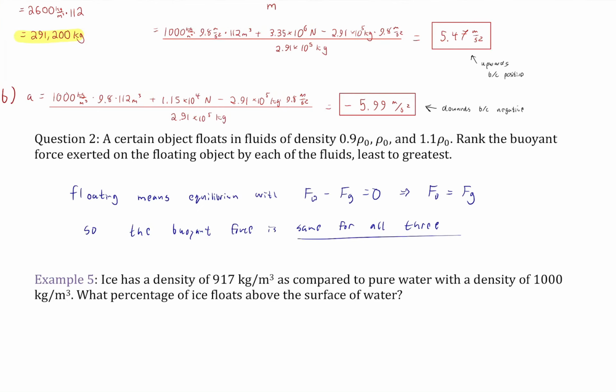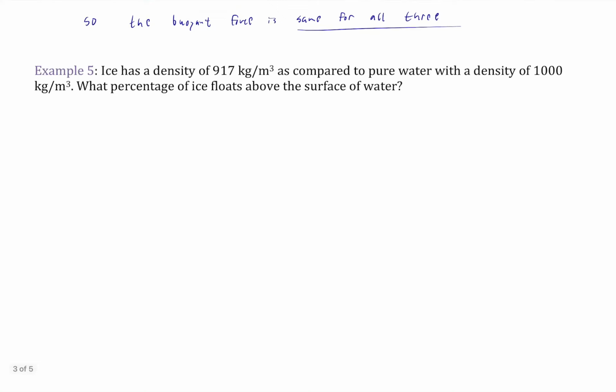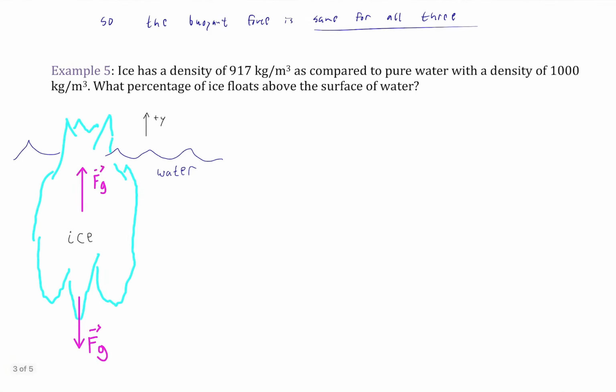So let's think about that. How much of an object sticks above the surface when it floats? Let's consider ice. Ice has a density of 917 kilograms per cubic meter, a little bit less dense than water. You probably know that ice is less dense than water, and you've certainly observed it in everyday life. Compare that to pure water with a density of 1,000, not salt water or anything. What percentage of ice floats above the surface of water? Here's my attempt at an iceberg floating in the water, which maybe I should have used salt water for, but regardless.